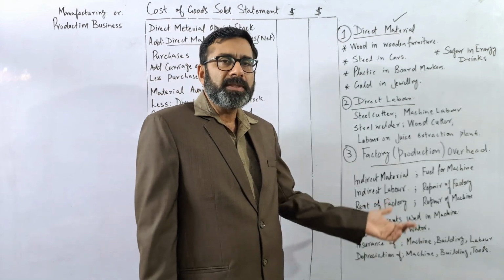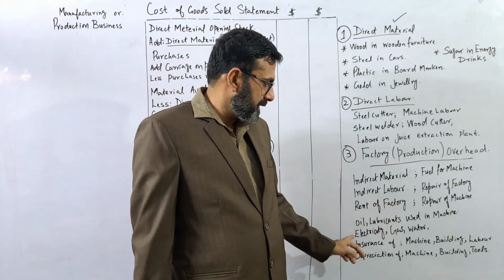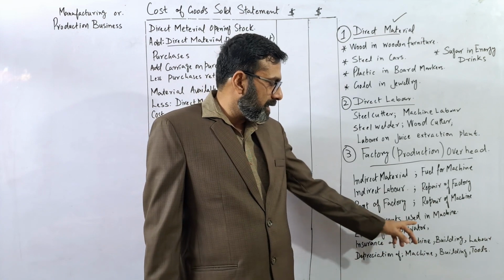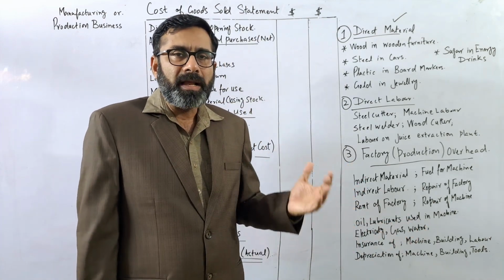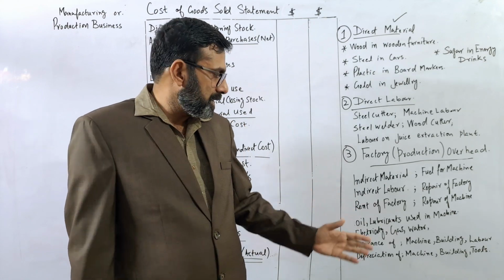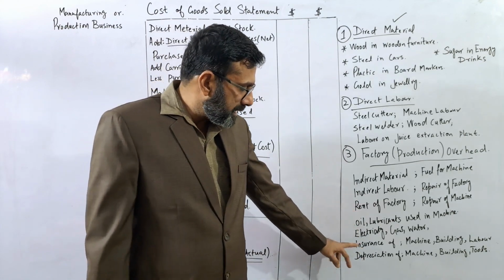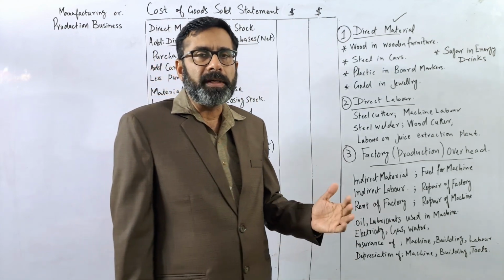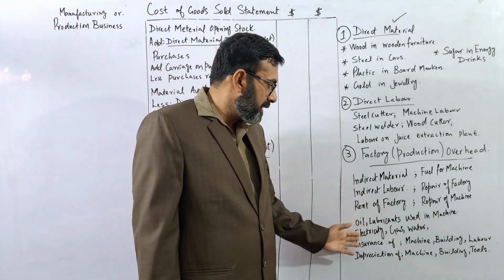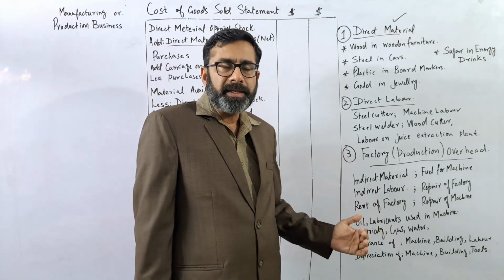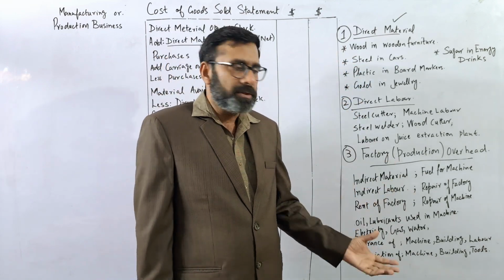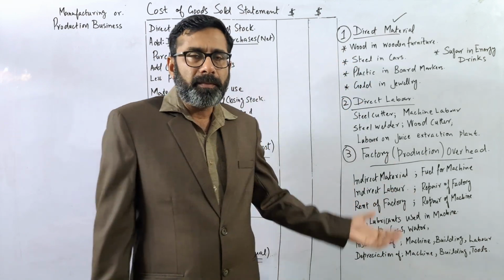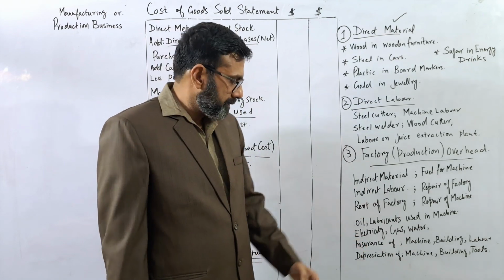For example, they are using some electricity for the power purposes, they are using some gas, some water, even the internet, even the mobile phone or any other thing that they are using in the factory. For example, there is insurance. Insurance of what? The insurance of the machine, the insurance of the building, or insurance of the workers who are working in the factory, so that is also part of what? Part of the factory overhead.